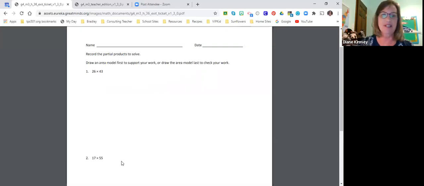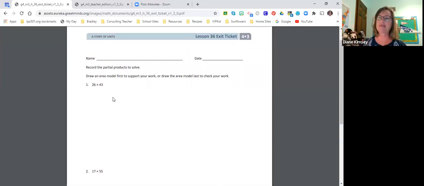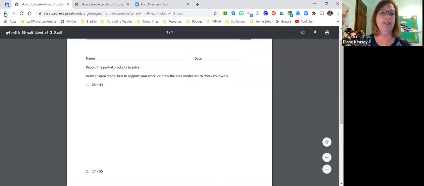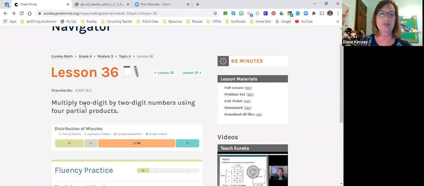Kids love 5s. They're not big fans of 7s, so it's probably why they put in the 5s. All right. Okay, so I know what I'm teaching. Now I'm going to go back. So multiply 2-digit by 2-digit numbers using 4 partial products.